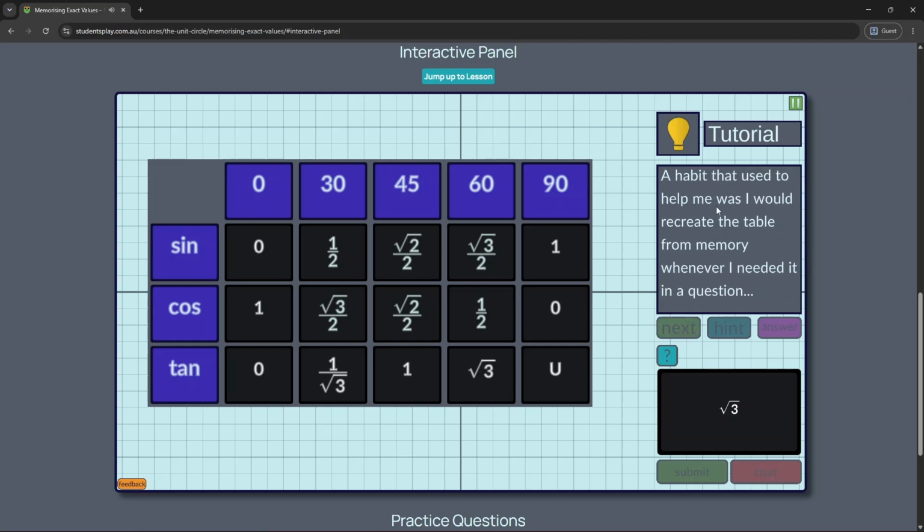A habit that used to help me was I would recreate the table from memory whenever I needed it in a question, rather than just writing it once in my book and going back to check it when I needed it. This is when I'm studying, not in an exam, okay? In an exam, just write it once, obviously.